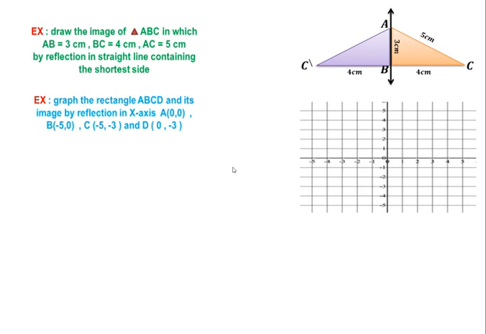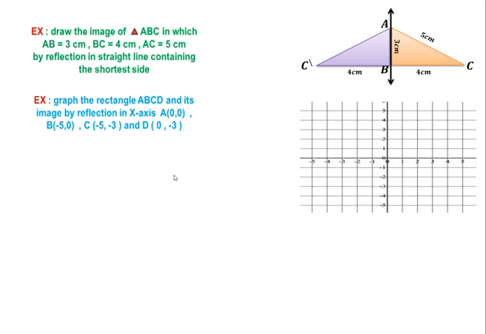The point A is 0, 0, denoted as the origin point, and the point B is negative 5, 0, and the point C is negative 5, negative 3, and the point D will be 0, negative 3. At first, we locate the points, then we search how to get the image.